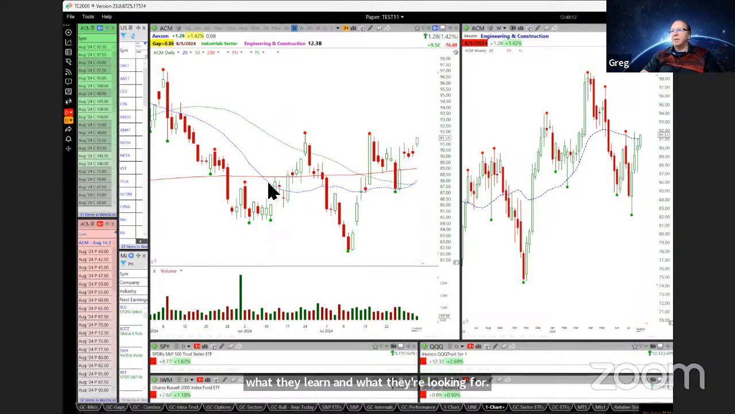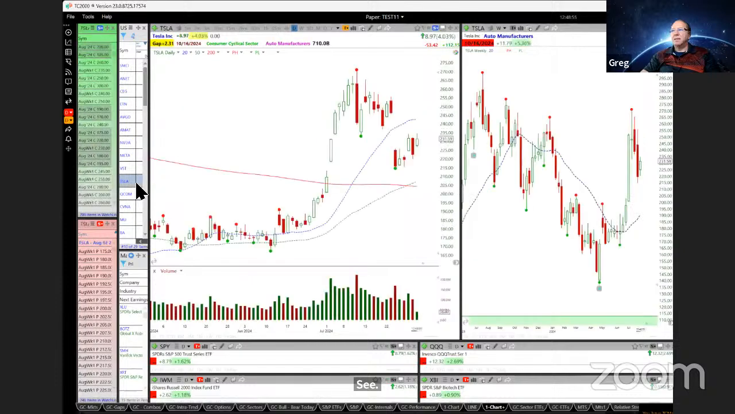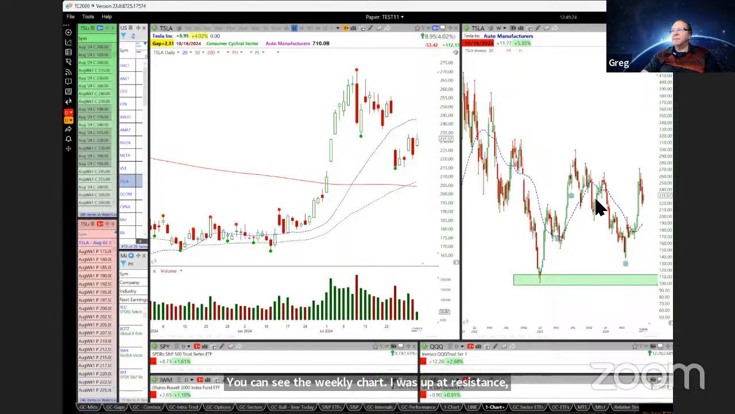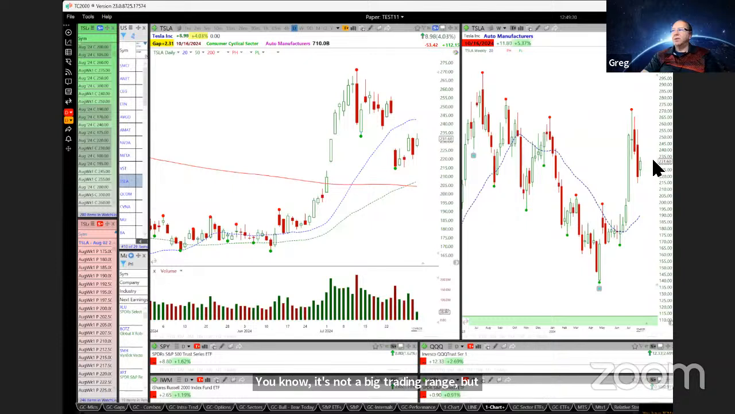So again, we apply this to anything we're looking at, we're trading. As you bring that up, and we talked about moving averages, the 20 is rising, the 50 is rising, the 200 is declining, which tells me that longer term, this has gone through an extensive correction and it's in a rebuilding mode. You can see on the weekly chart it was up at resistance, and it's got a big trading range, but it's beginning to create a launching pad, which is just not ready for prime time yet.